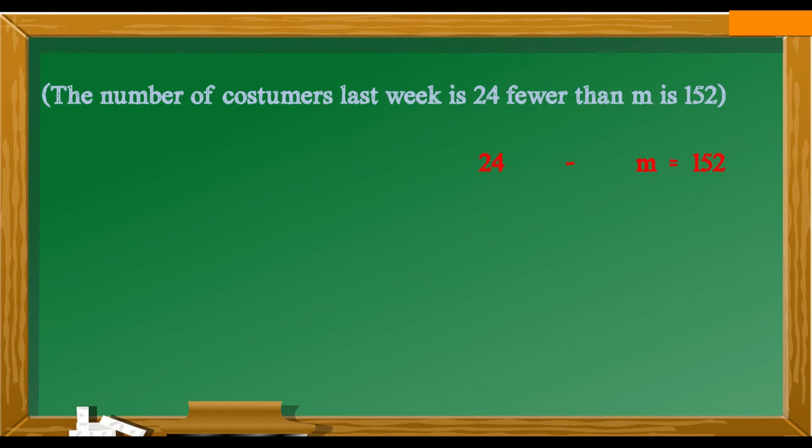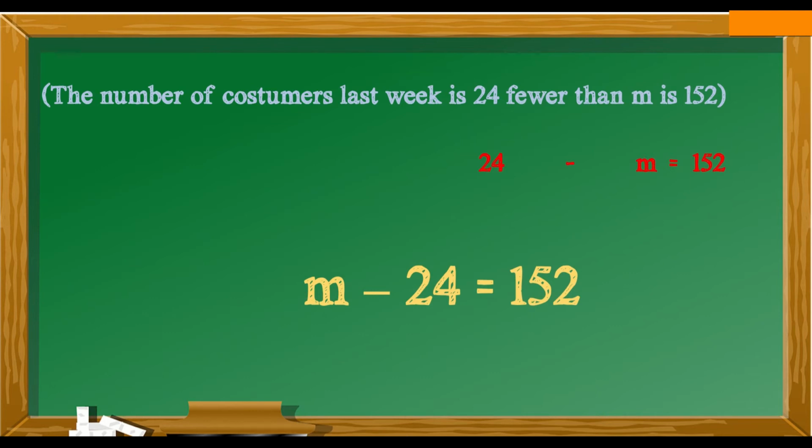But analyze the sentence first. The sentence says 24 fewer than M. That means 24 is fewer than M. And we cannot subtract 24 to M because the sentence says it is fewer than M. So we need to put M first before 24. So your equation will look like this: M minus 24 is equal to 152.